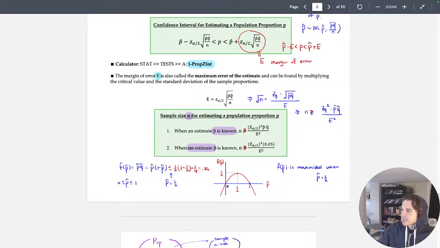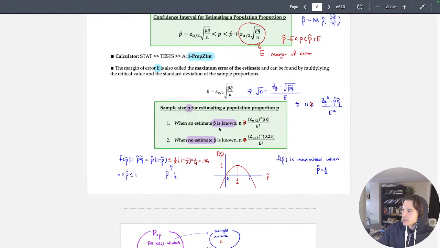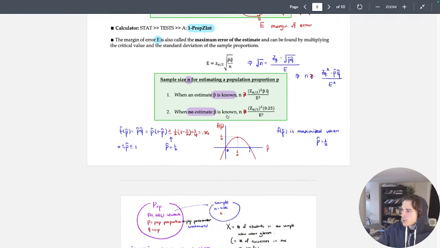Sample size n for estimating population proportion p. So if you have a p hat, which is just a proportion estimate, then you're going to need n greater than or equal to the critical value squared times p hat times q hat, which is just 1 minus p hat, over the margin of error squared. When no estimate of p hat is known, you just make this a quarter.